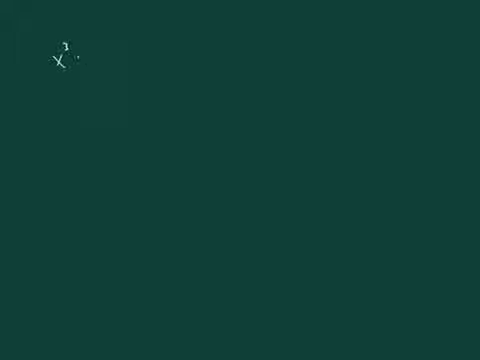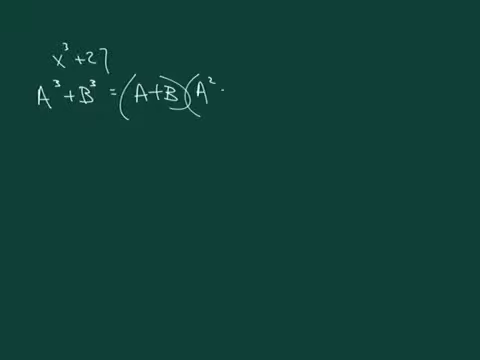X cubed plus 27 is an example of the top one. And I do this one a little bit different. Let me write down the formula. A cubed plus b cubed equals a plus b times the quantity a squared minus ab plus b squared.